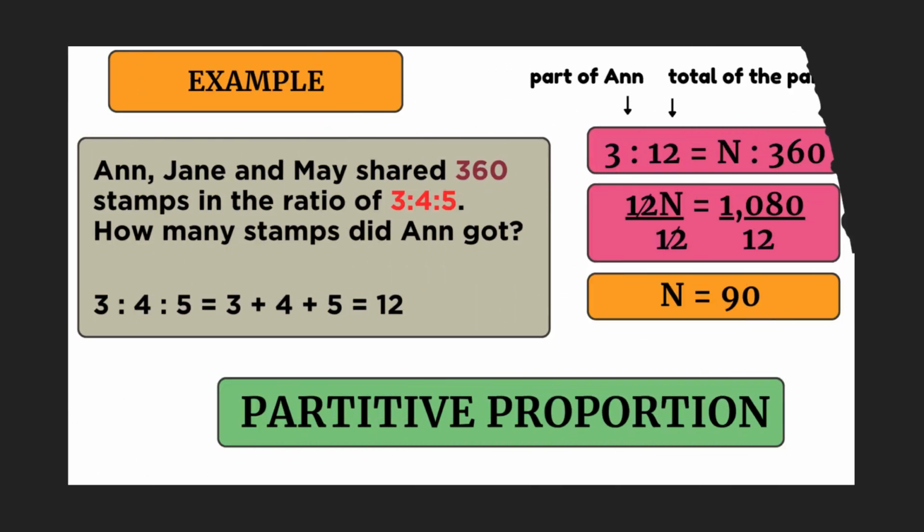Here's one example. Ann, Jane, and Miss shared 360 stamps in the ratio of 3 is to 4 is to 5. How many stamps did Ann get? So here is the part N and the total of the parts, that is 3 is to 12 and N is to 360. So here it's 90 stamps that Ann got.